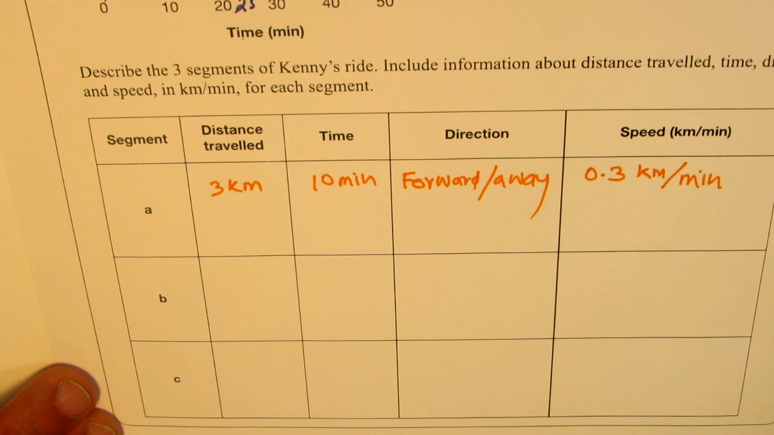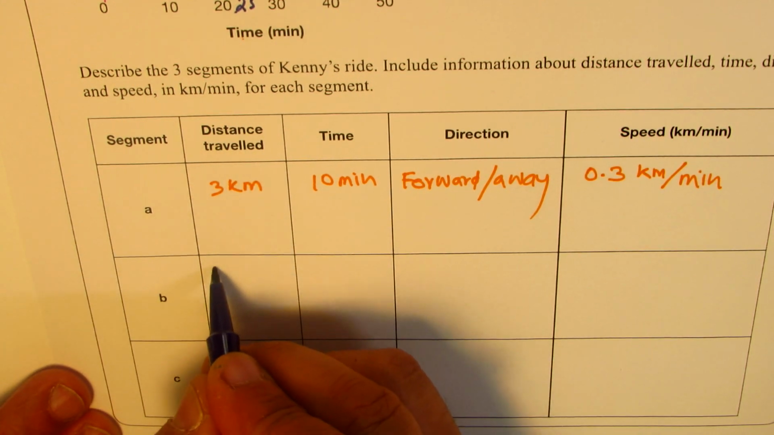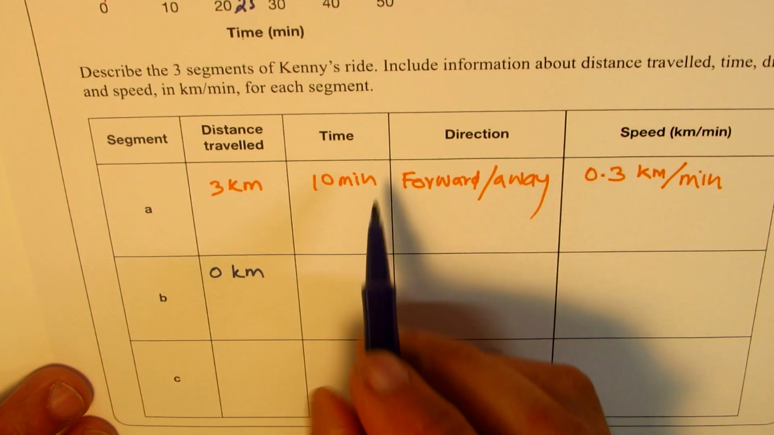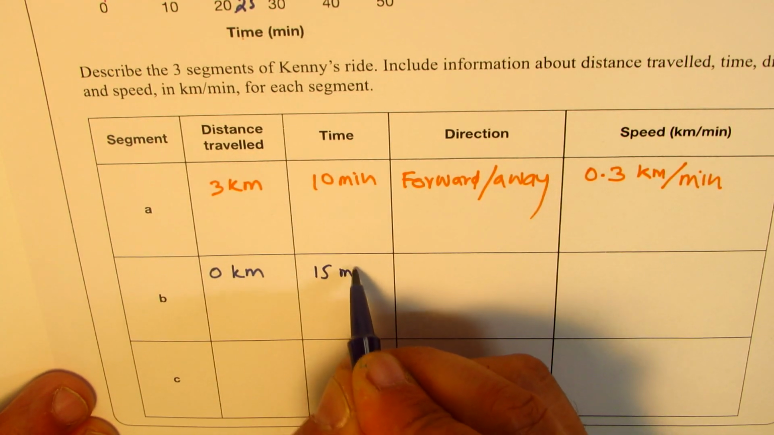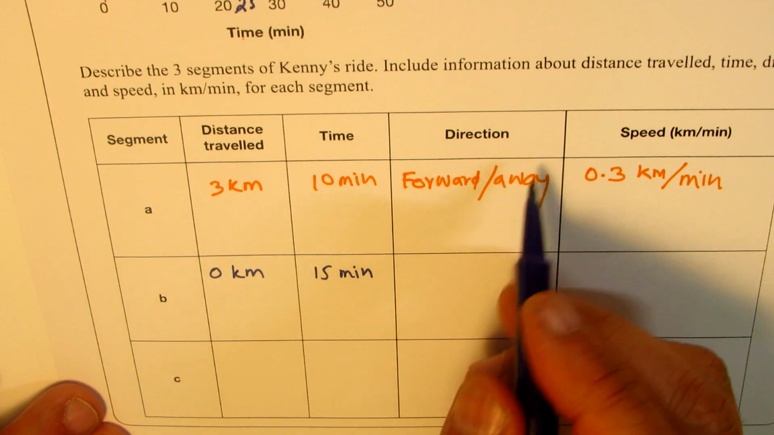Perfect. In B, we found that distance traveled was 0 kilometers. It didn't move at all. Time taken will be 15 minutes. So it is 15 minutes of rest. Direction, none.